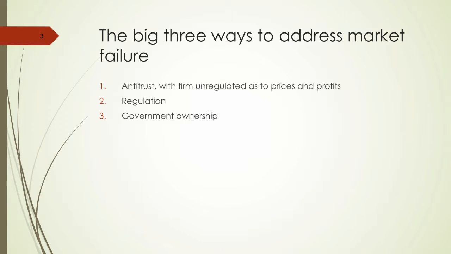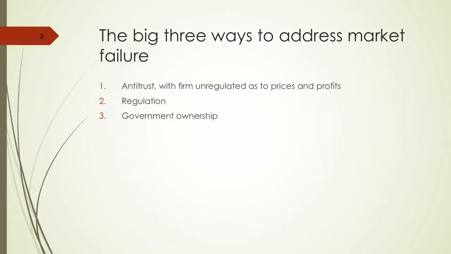Before we go on to talk about the different kinds of market failure, I want to present the three big ways that governments address market failures themselves. The first is through antitrust. This happens primarily when there's a monopoly, and specifically when there's a monopoly that's unregulated as to prices and profits. If the industry is already regulated, we don't worry too much about antitrust laws. It's only when those industries are unregulated that antitrust laws might be used.